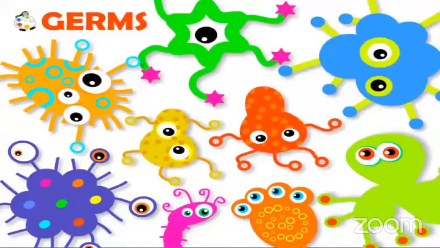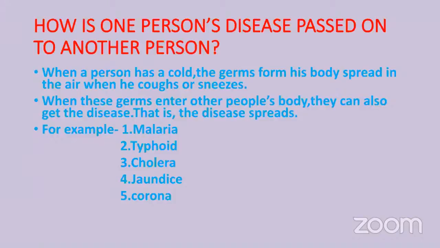Now see, what are germs and microorganisms? These are different types and different shapes of germs. They are around us. Some are harmful and some are harmless. Understood? Now, how is one person's disease passed on to another person? That we will see. There are many mediums through which it gets spread. When a person has a cold, the germs from his body spread in the air when he coughs or sneezes. Whatever germs are present in his body will come out from his sneeze or cough. When these germs enter the other person's body, they can also get the disease. And when you come in contact with such a person, you will also get the same disease. In this way, the disease spreads.